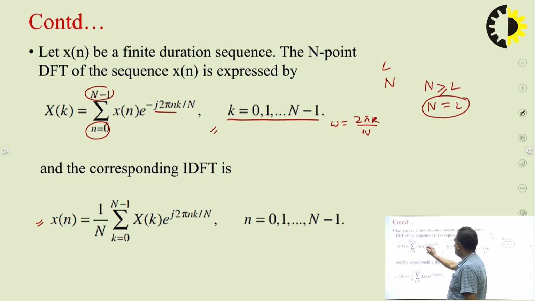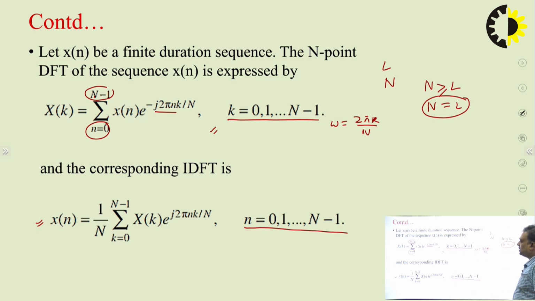So here you can see that the minus sign is not here, and again, because we know X[k] this time, we have to calculate this for the values of n, small n. Okay, so in this manner you can calculate the IDFT. Okay, so CTFT, DTFT, DFT we have seen.